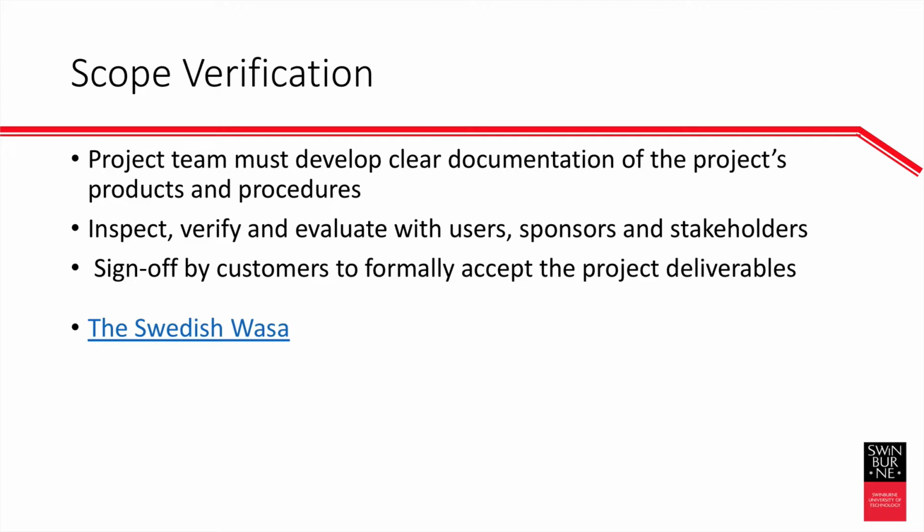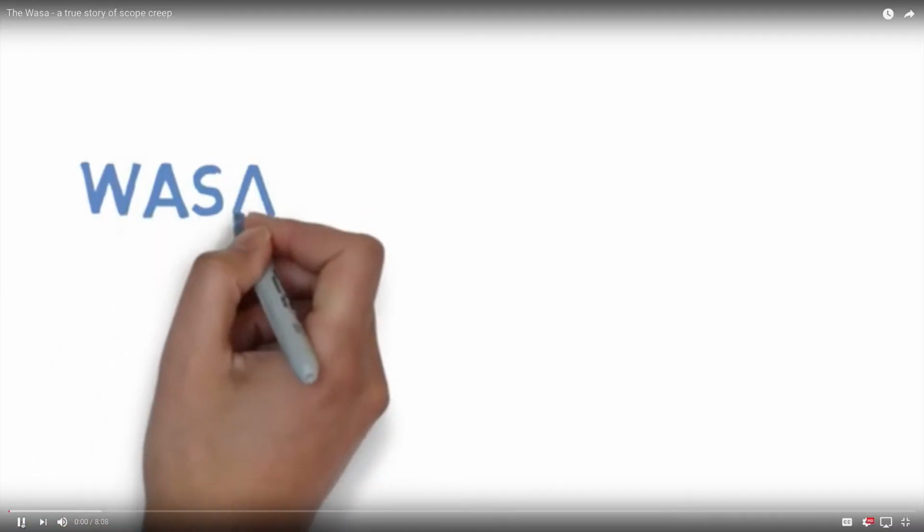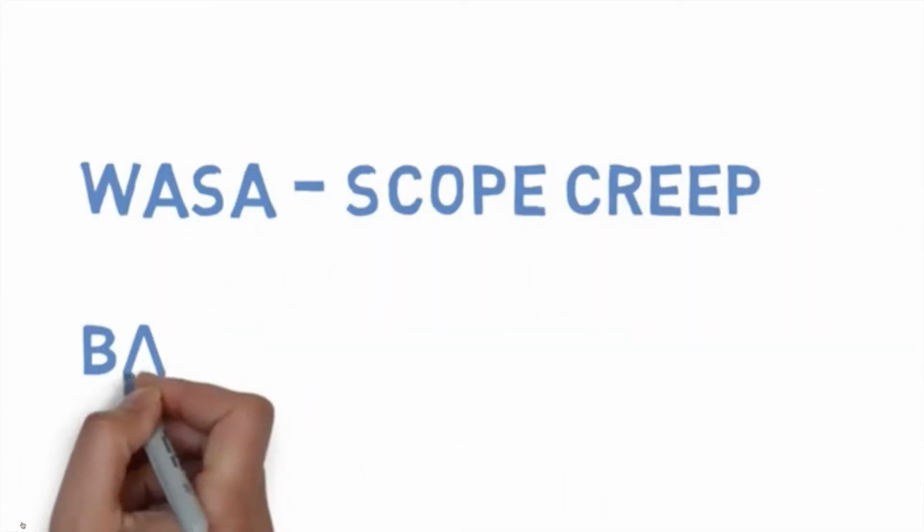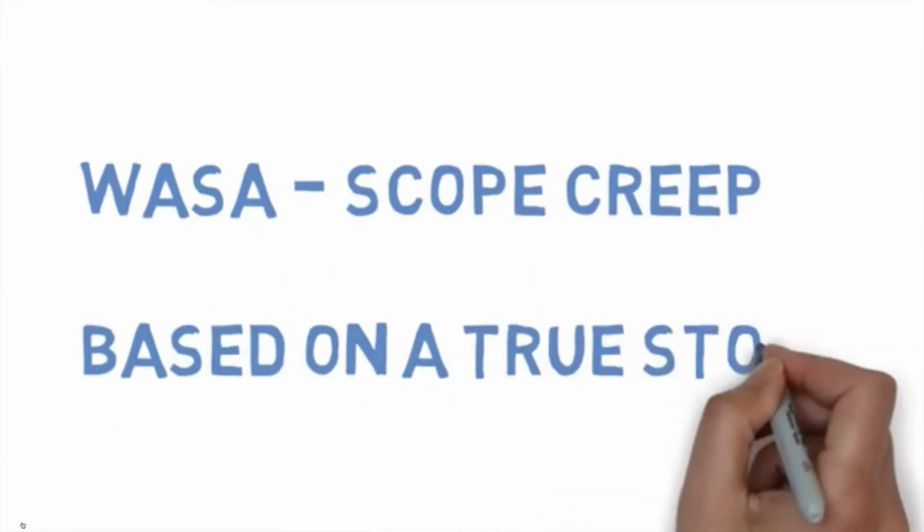The project team must develop clear documentation of the project's products and procedures. They need to inspect, verify, and evaluate with users, sponsors, and stakeholders that this is what's intended, and get sign-off by the customers to formally accept the project deliverables. I have another short video, so we'll watch this one about a ship construction. The Vasa and Scope Creep, based on a true story.